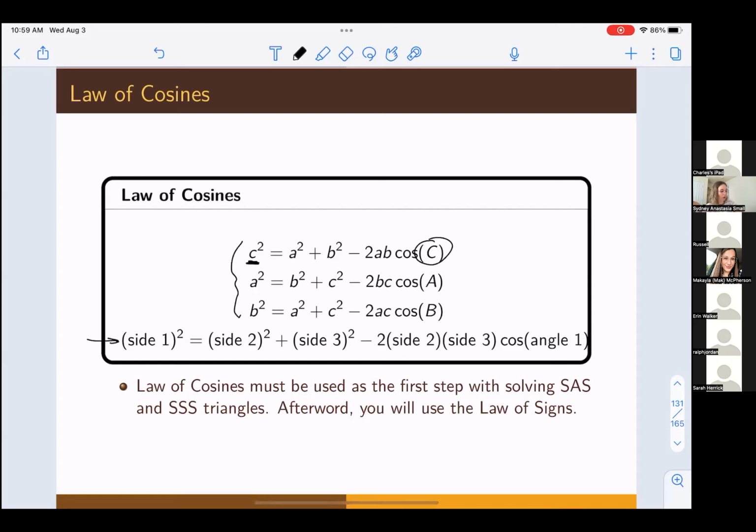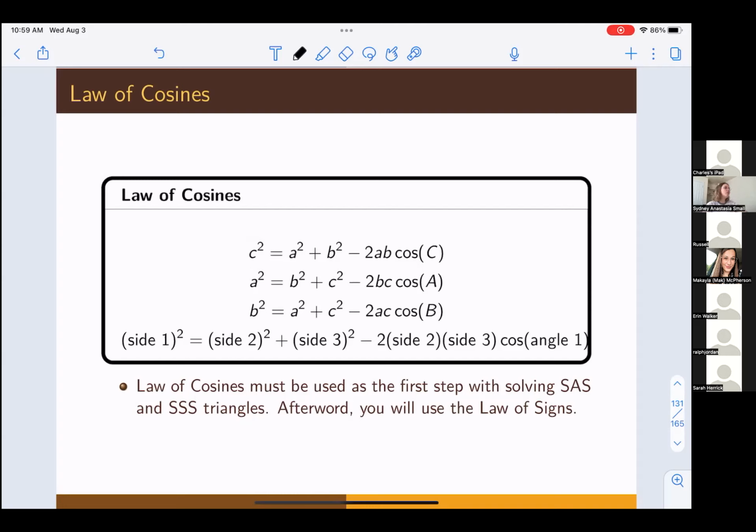Again, you don't have to memorize these. We're not going to derive why they work in class. Just know that if we have any 3 of these pieces of information, like for example, if we have all 3 sides, or if we know 2 sides and an angle, that this will be what we use instead of the law of sines, at least to start.